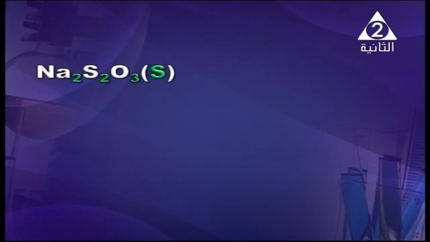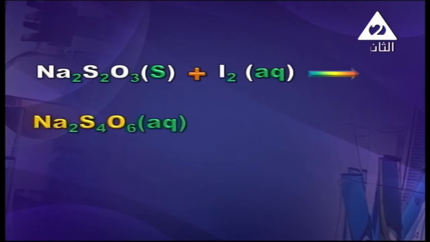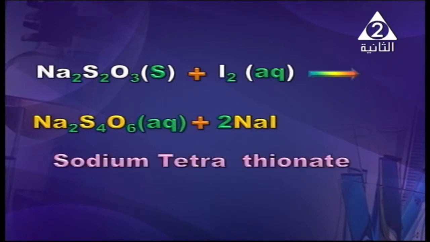Na2S2O3, sodium thiosulfate. What happened now? I2, aqueous solution, to give what? To give Na2S4O6, only? No, we have 2NaI. Do you remember what this means? Sodium iodide. My dear, sodium tetrathionate, Na2S4O6. Oh, it's long. Yes, I'm sure.